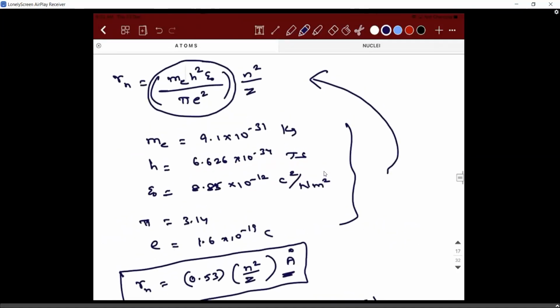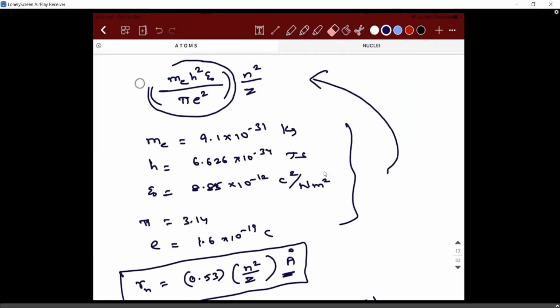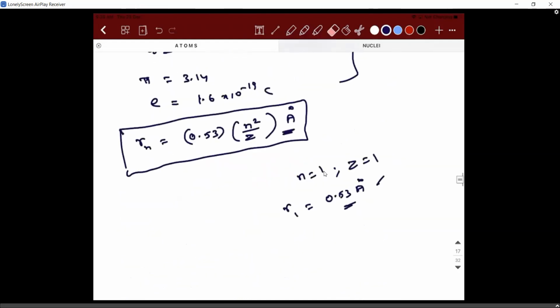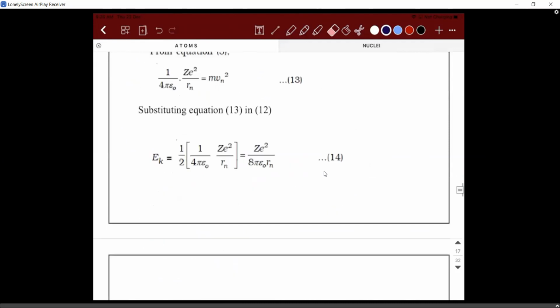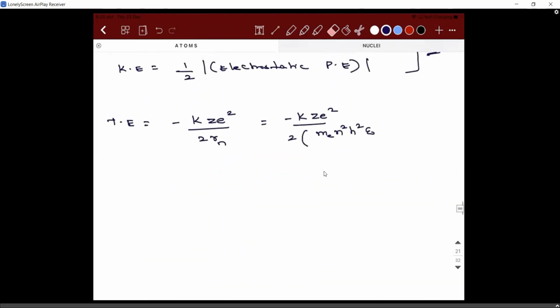So all these things. Right. So now we have seen this concept. Now tell me. In the place of Rn, we should write n square h square epsilon naught divided by pi z e square into m. Right? This makes sense? Right.